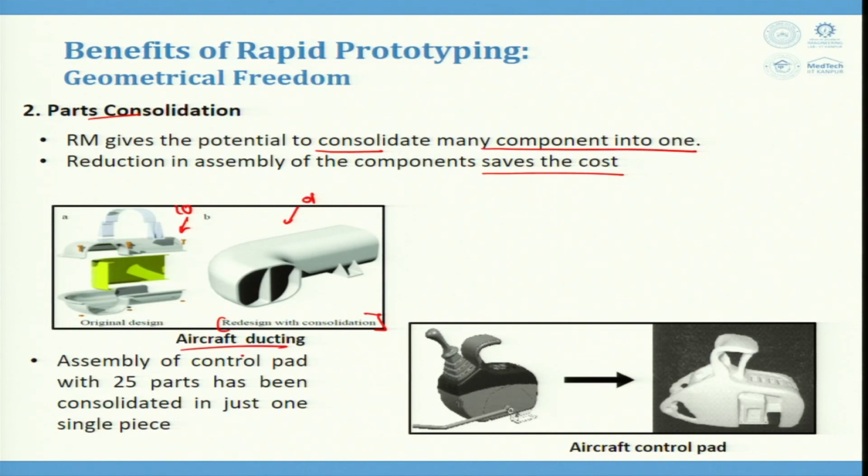This is aircraft ducting. Then an assembly of control pads with 25 parts has been consolidated into just one single piece. You can see this is a control pad, these are 25 components and this is one component, this is known as part consolidation.